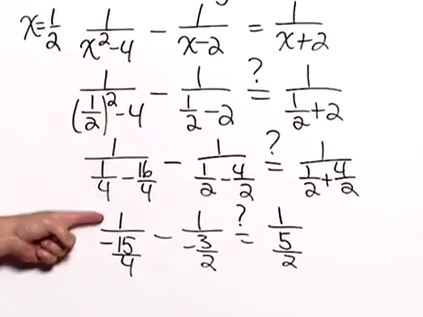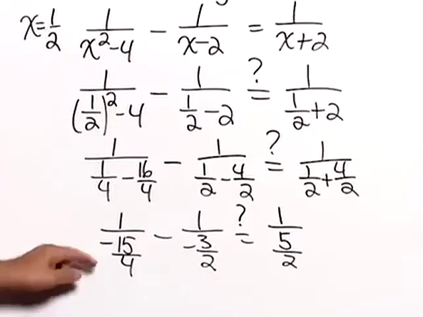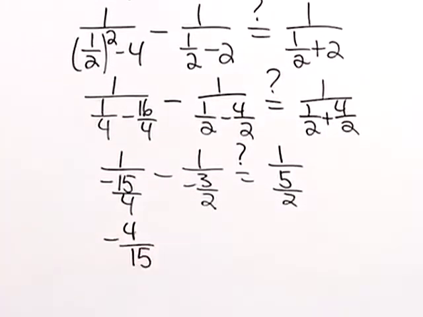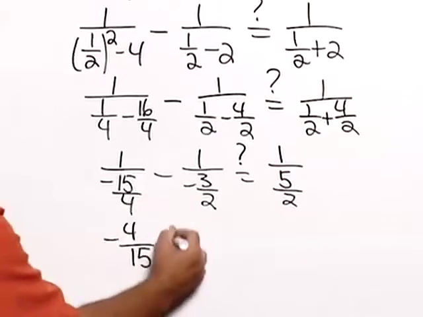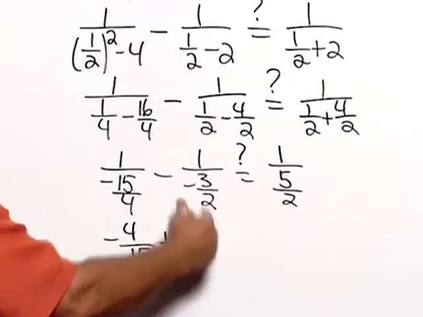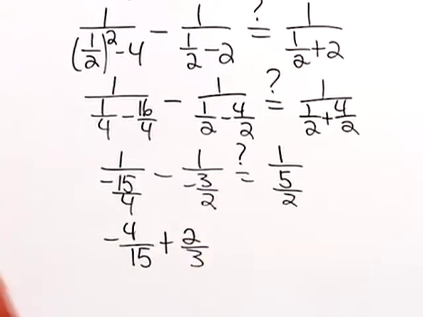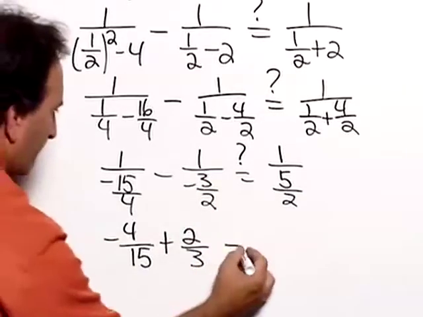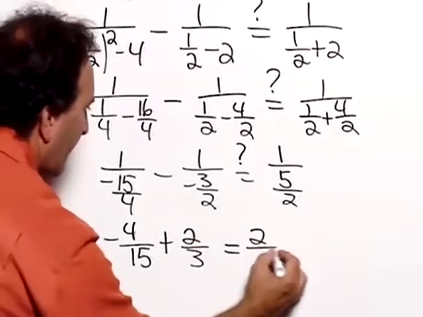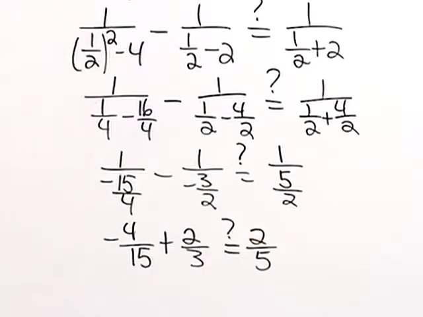When we have 1 divided by negative 15/4, we take the reciprocal of 15/4 and multiply it by 1, so negative 4/15. We have a double minus here, so it's plus. And then 1 divided by 3/2, we take the reciprocal of 3/2, which is 2/3, and multiply it by 1. On the right-hand side, 1 divided by 5/2, we take the reciprocal of 5/2, which is 2/5, and multiply it by 1. So we're still interested in knowing whether these are equal.